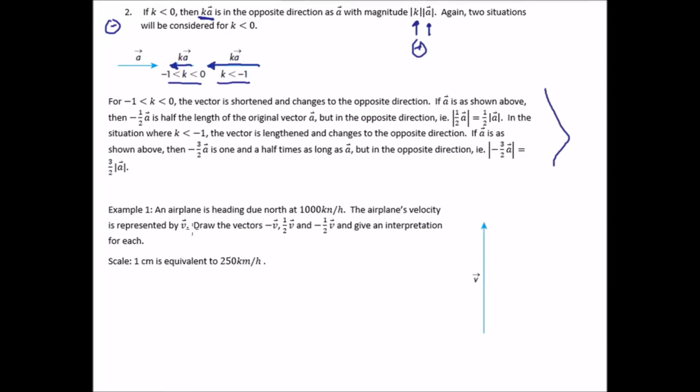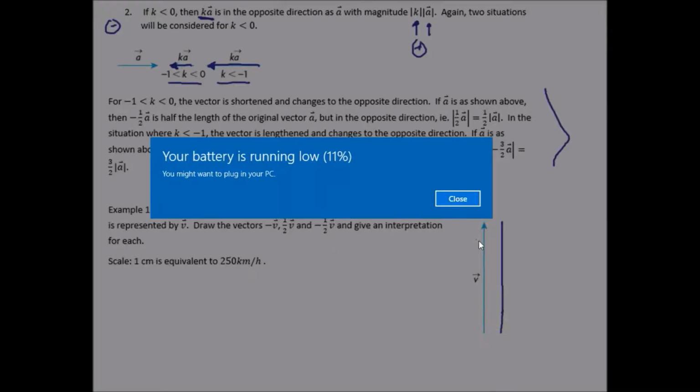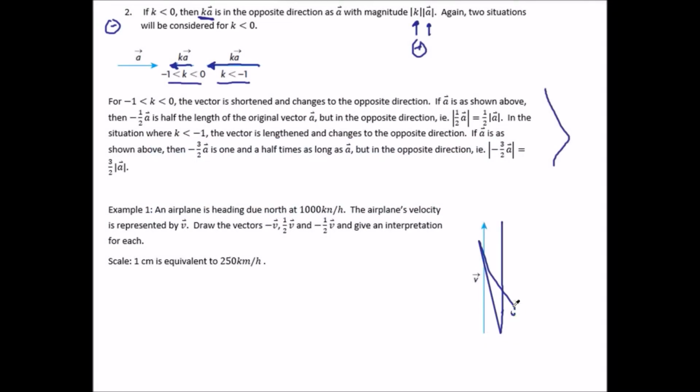Example 1: an airplane is heading due north at 1,000 kilometers an hour. The airplane's velocity is represented by vector v. Draw the vector negative v. If this is vector v, it goes north, so negative vector v is going to go south.